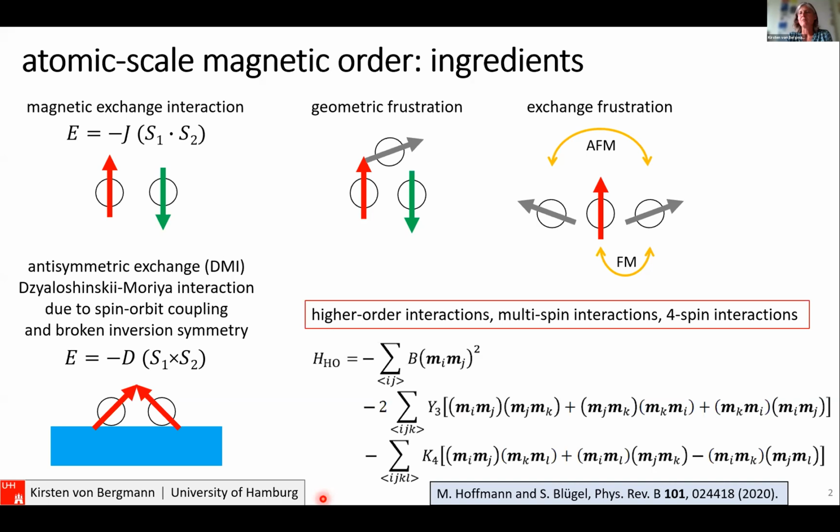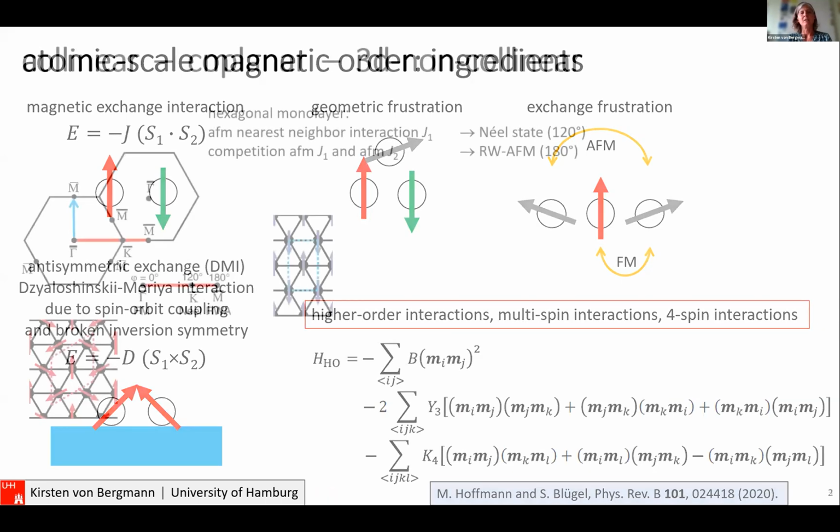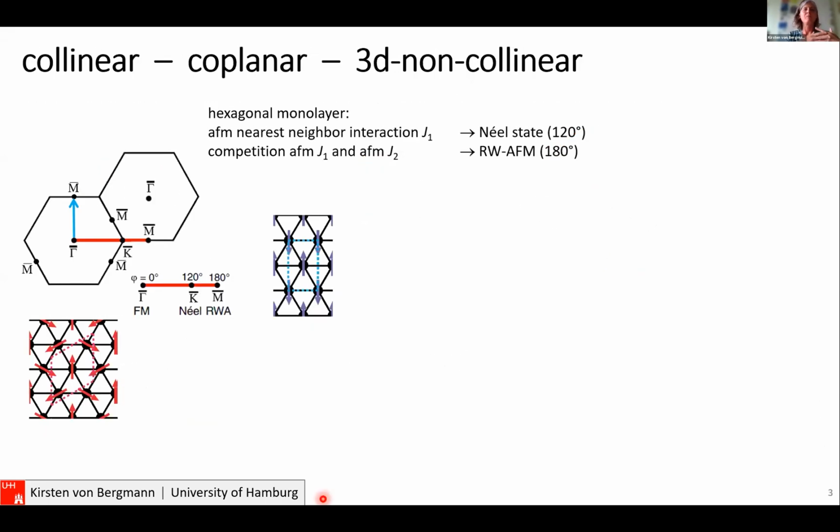Now, what kind of magnetic states are we looking at here? If we look at an antiferromagnetic interaction on a hexagonal lattice, then the ground state of the nearest neighbor antiferromagnetic interaction is the Néel state. So all angles between nearest neighbor moments are 120 degrees. And this is then the magnetic ground state you will get. It has 3 atoms in the unit cell and always 120 degrees.